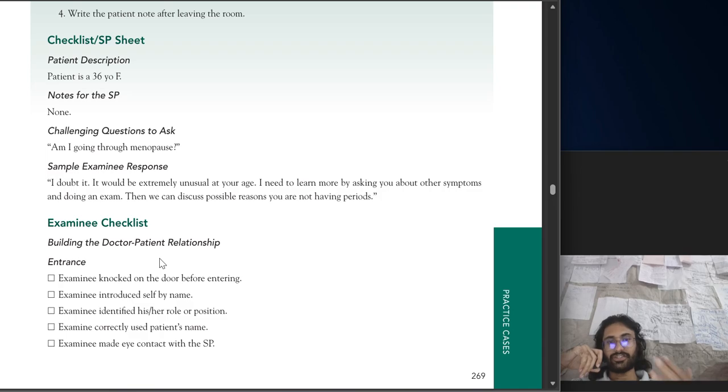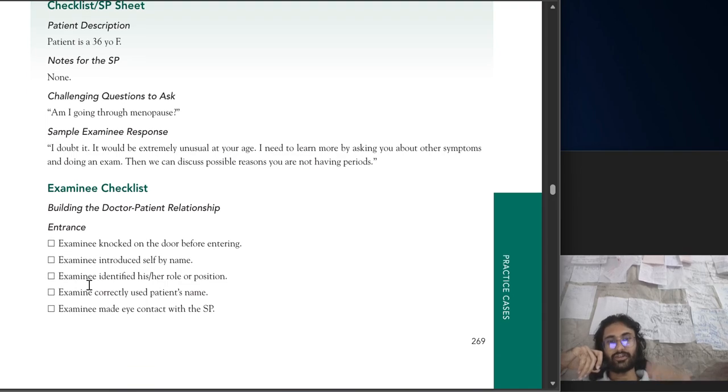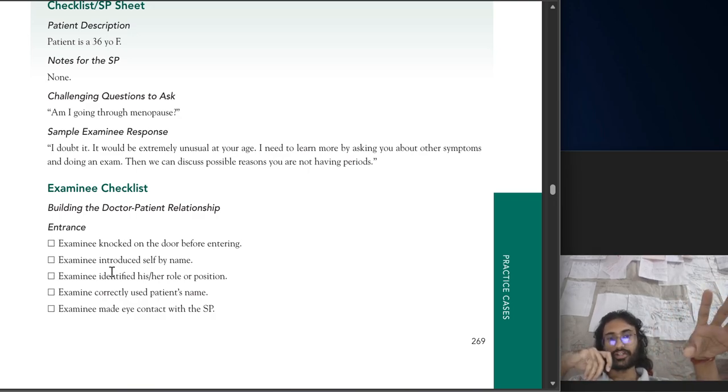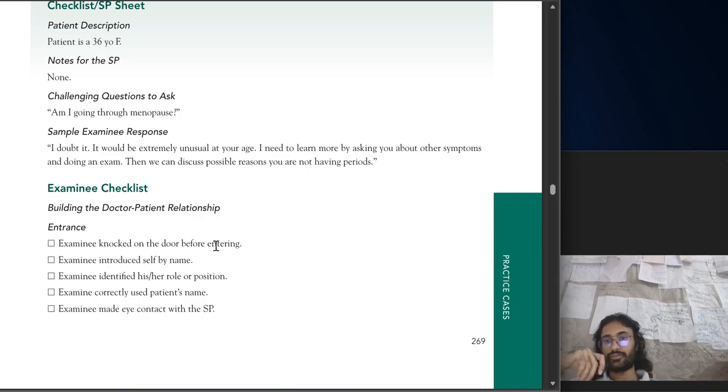Building the doctor-patient relationship. He will just go on to tick these boxes. First, the examinee knocked on the door before entering. The examinee is the student who's coming. The first thing is you should knock on the door. Whenever a patient gets admitted, he would be allotted a room. Do not enter inside the room directly. First knock on the door.